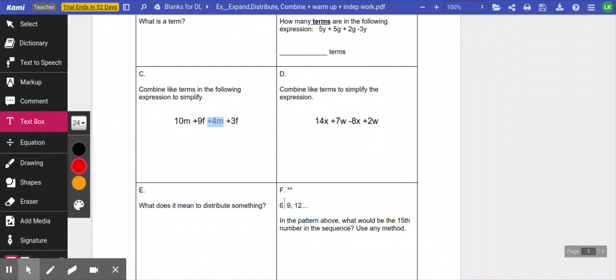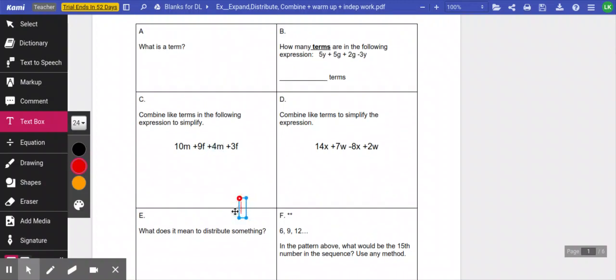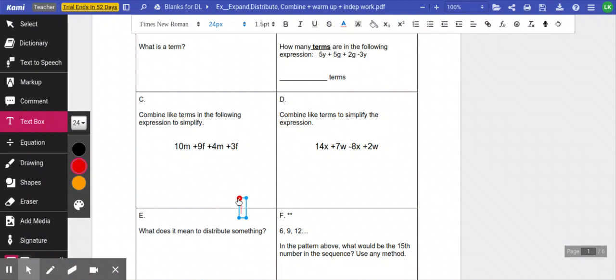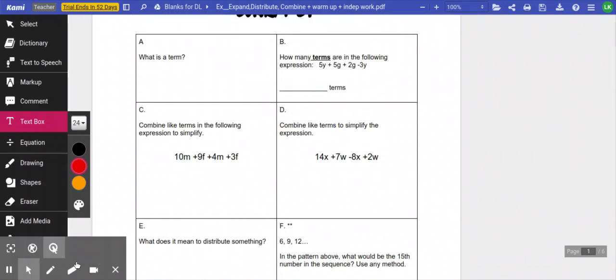And last is a little bit of a spicy problem. Find the 15th number in this sequence. Use any method you want. Go ahead and pause the video now. Then hit play when you're ready to check your answers.